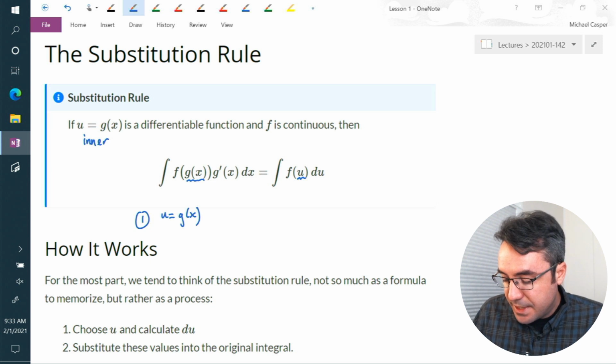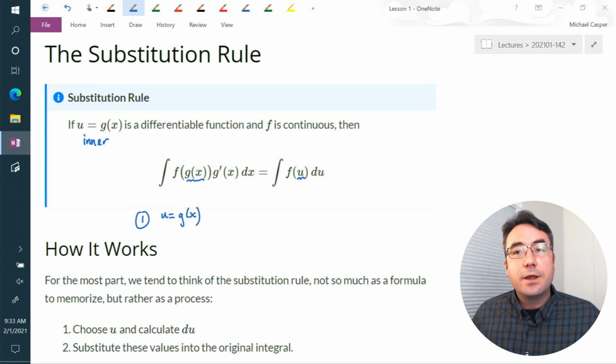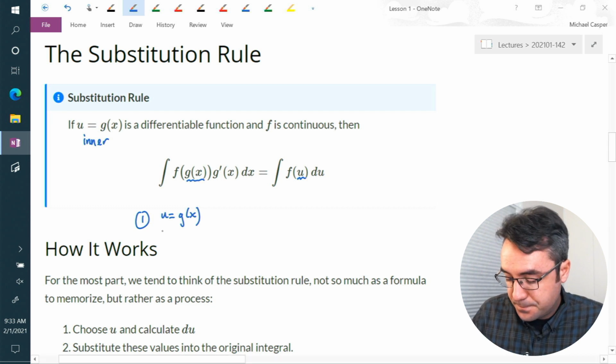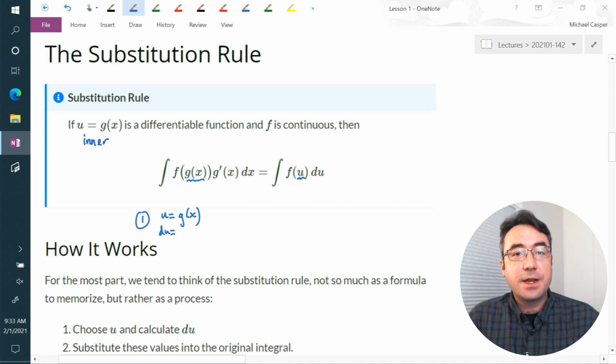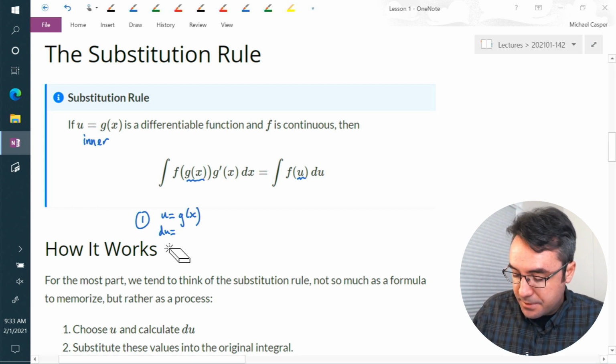And then once we pick u, we're going to calculate du. This is the differential du, and the way we calculate it is, let me use a different color here.